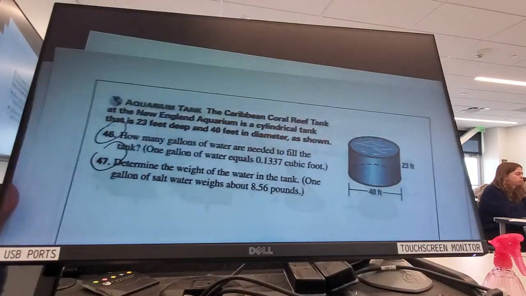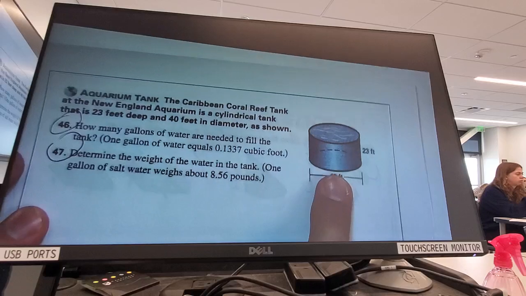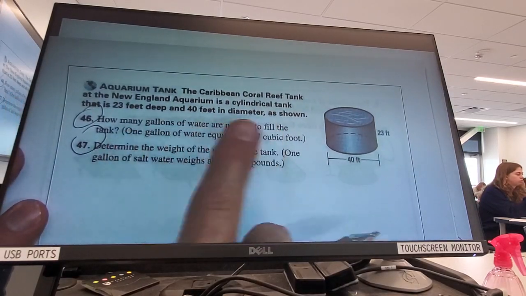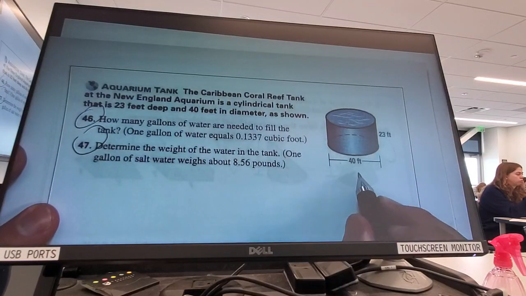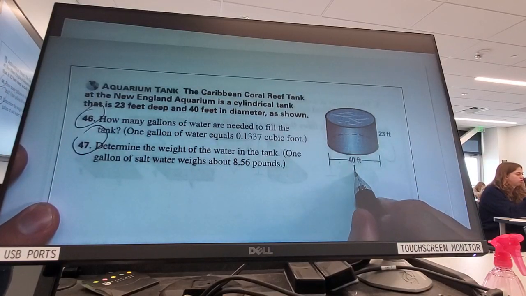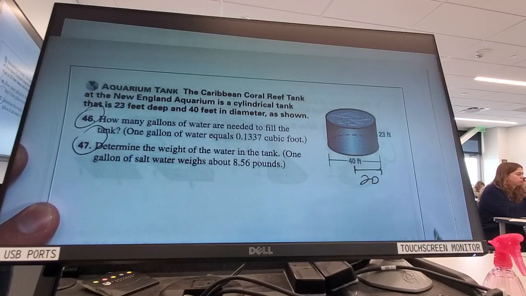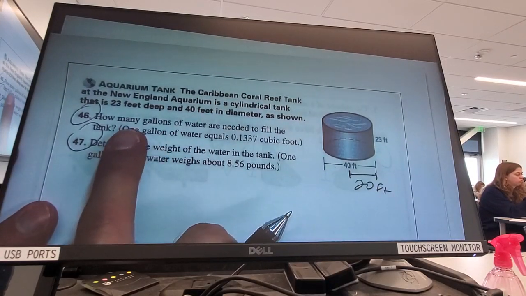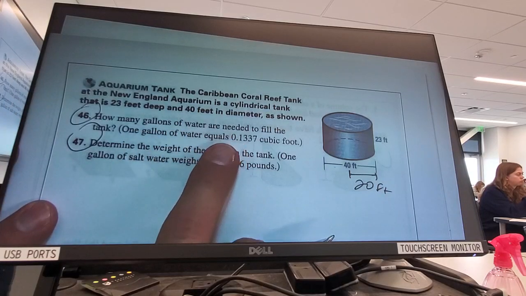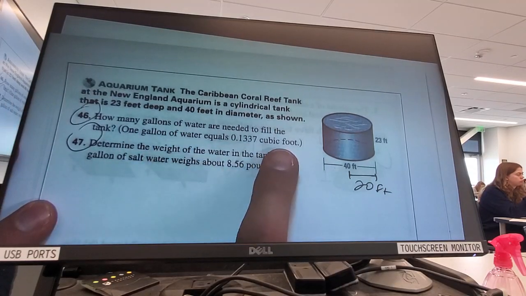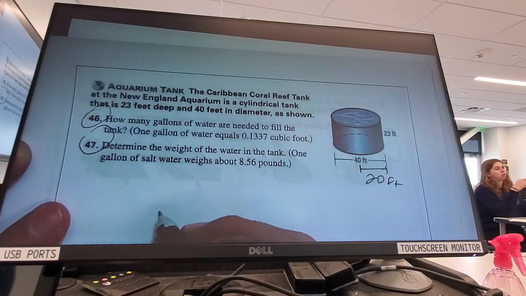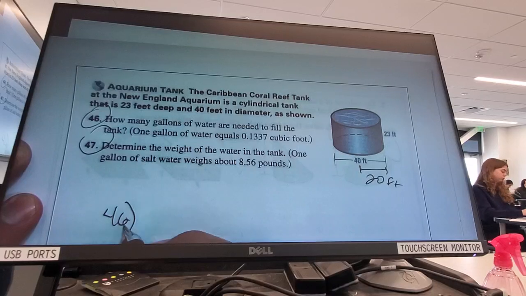All right, guys. So this one, real quick. Again, it's a cylinder, actually a big cylinder, 23 feet deep, 40 feet in diameter. So the radius is 20. And I want to figure out how many gallons of water. I know that 1 gallon is this many cubic feet. So if I just find out how many cubic feet this is, how do I figure that out?